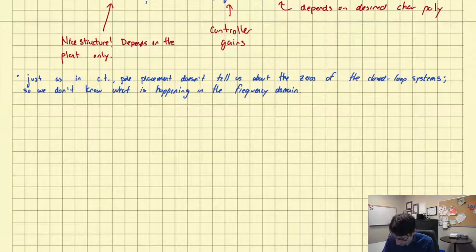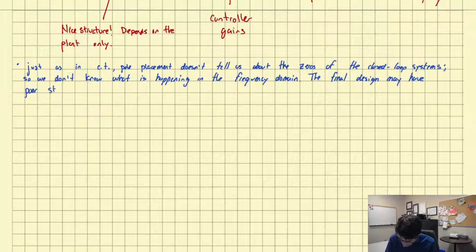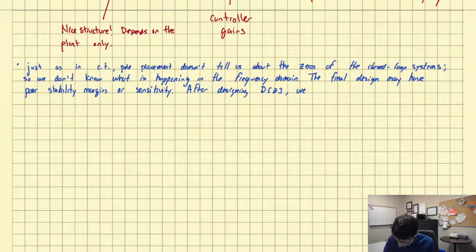So the final controller, or the final design, may have poor stability margins or sensitivity. Right? Sensitivity to parameter changes in the plant. Okay? And so the advice, just like in continuous time, is that after you've done your design, just draw the Bode plots and take a look at them. Make sure that they seem reasonable to you. Okay? So after designing D of Z, we should check the Bode plot, or Nyquist if you prefer.